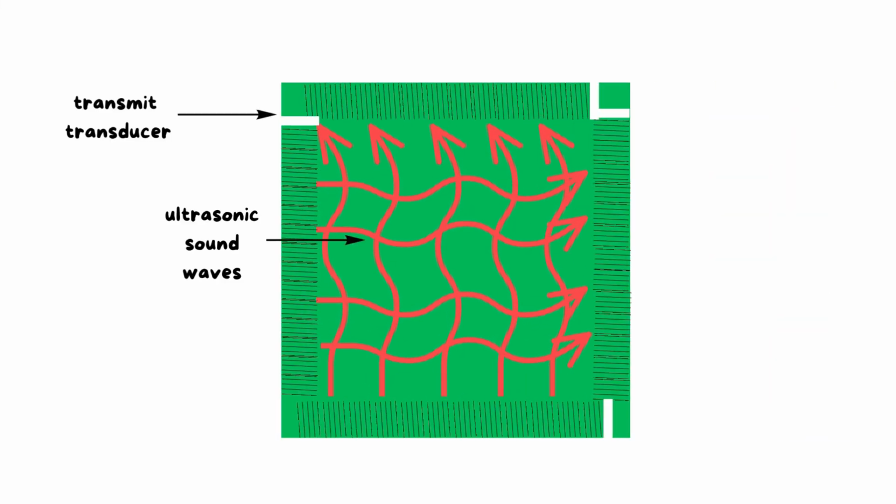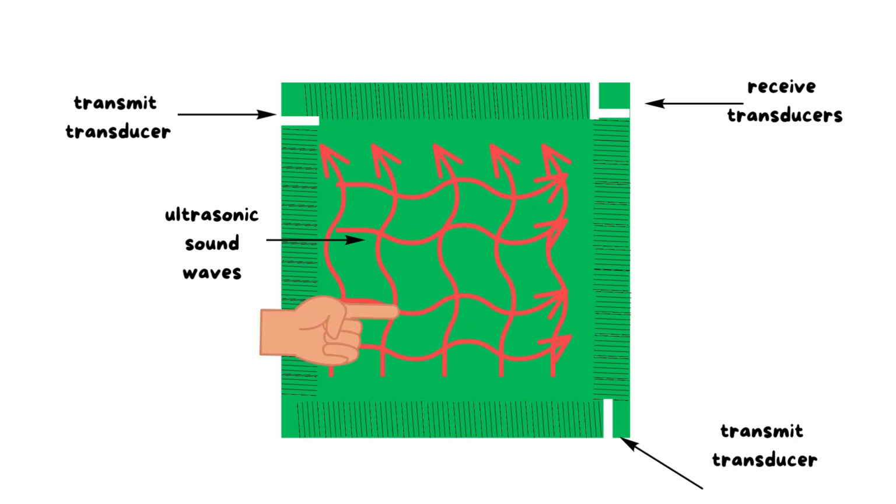Finally, let's talk about surface acoustic wave touchscreens. These rely on ultrasonic sound waves that travel across the surface of the screen. When your finger touches the screen, it absorbs part of the sound wave energy at the point of contact. Sensors detect the changes in the sound wave, and the system calculates the touch location.